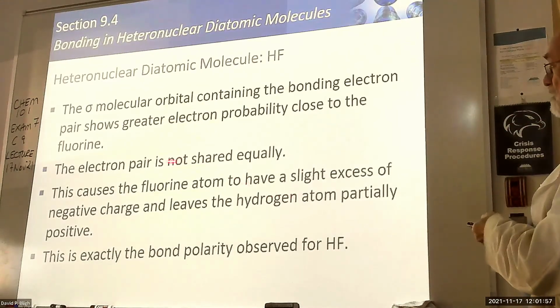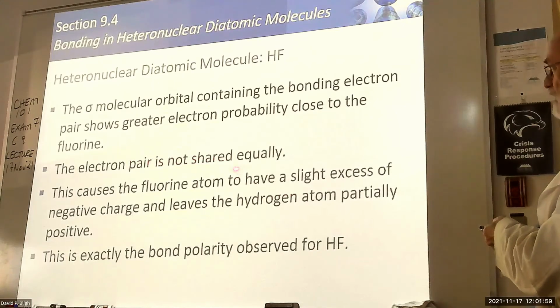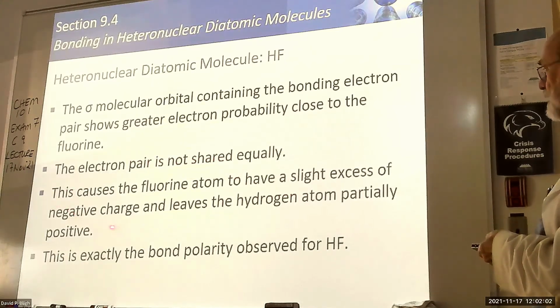Right, the electron pairs are not shared equally. We can see that from the energy diagram.